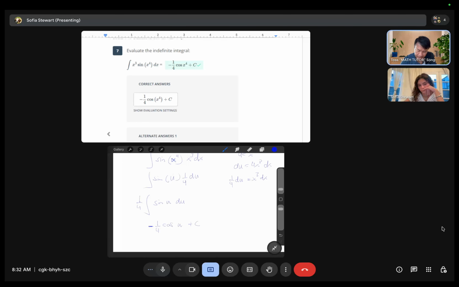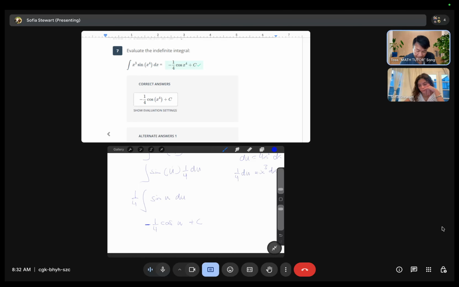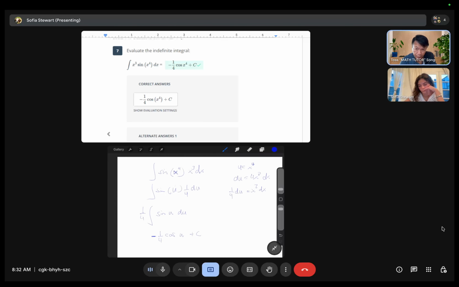Plus c. But since you don't have an upper or lower limit, you can back substitute it in terms of u. Don't forget the original problem is written in terms of x, therefore your answer must be in terms of x. So you cannot leave the u. Think about it, okay? Because you don't have an upper or lower limit. So the answer must be in terms of x. So you back substitute this right here, and then you're done.